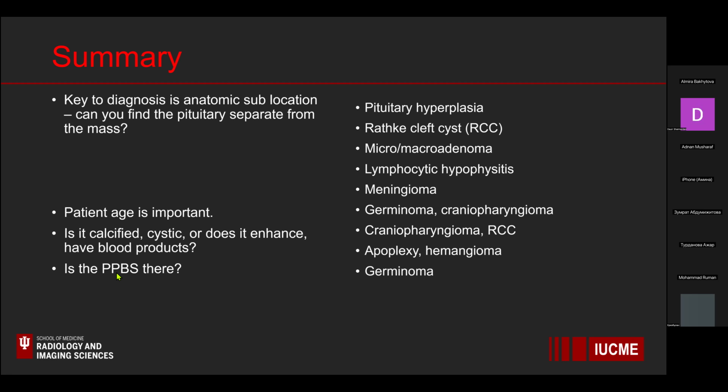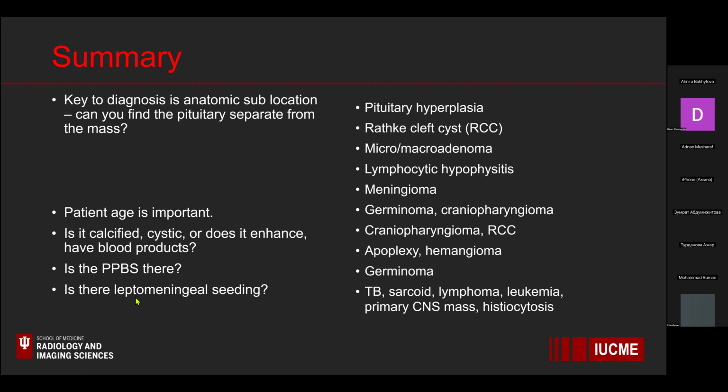The fourth clue is the posterior pituitary bright spot there? And we saw that in germinomas, it's often absent. So that's a great case when you have the patient of the appropriate age and the posterior pituitary bright spot is not there, leading you to the diagnosis of germinoma.